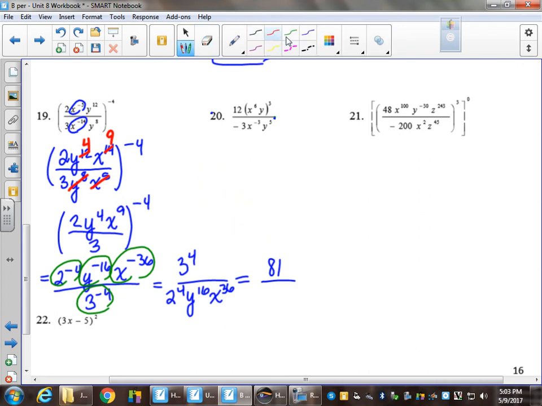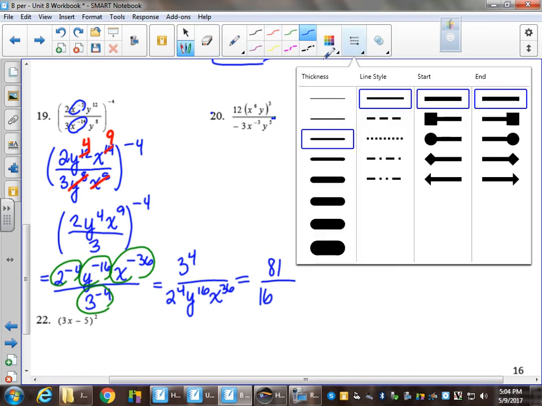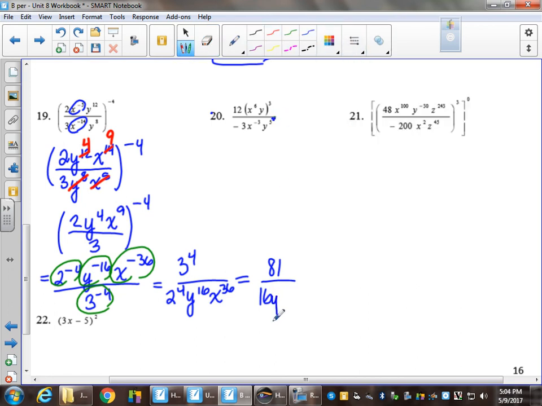2 to the 4th. Multiplying by 2s, that's a little less difficult for our brains. We're good with 2s. 2 times 2 is 4, times 2 is 8, times 2 is 16. So again, we just did 2 times 2 times 2 times 2. 2 times 2, that's 4, times 2 is 8, times 1 more 2, and we get to 16. The y and x term are staying right where they are. So y to the 16th, x to the 36, and we're done.